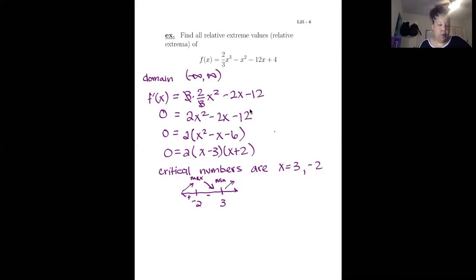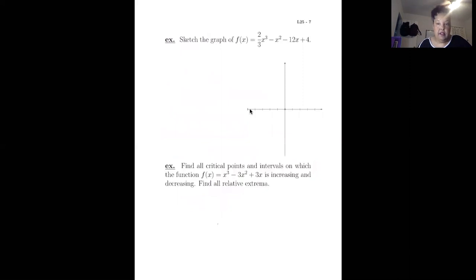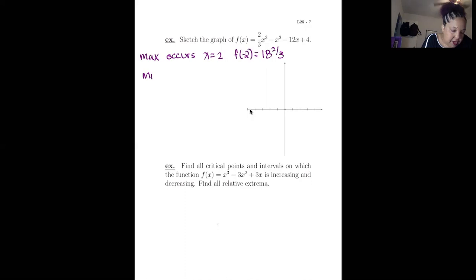We want to do just a rough sketch of this. So I need to find the critical points, right? I have the critical numbers, and I want to figure out what the critical points are. We just said that the max occurs at x equals negative 2, and f of negative 2 is 18 2/3. So the max is 18 2/3. The min occurs at x equals 3. Whoops, that was a negative 2, sorry. And f of 3 is negative 23.